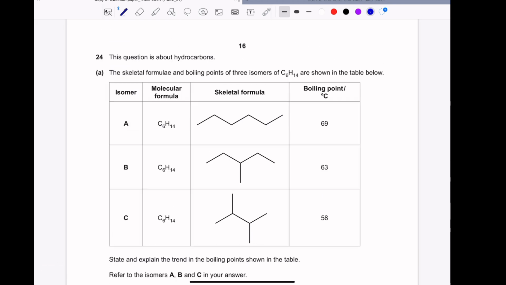Right, question 24 is about hydrocarbons. The skeletal formula and boiling points of 3 isomers are shown in the table.